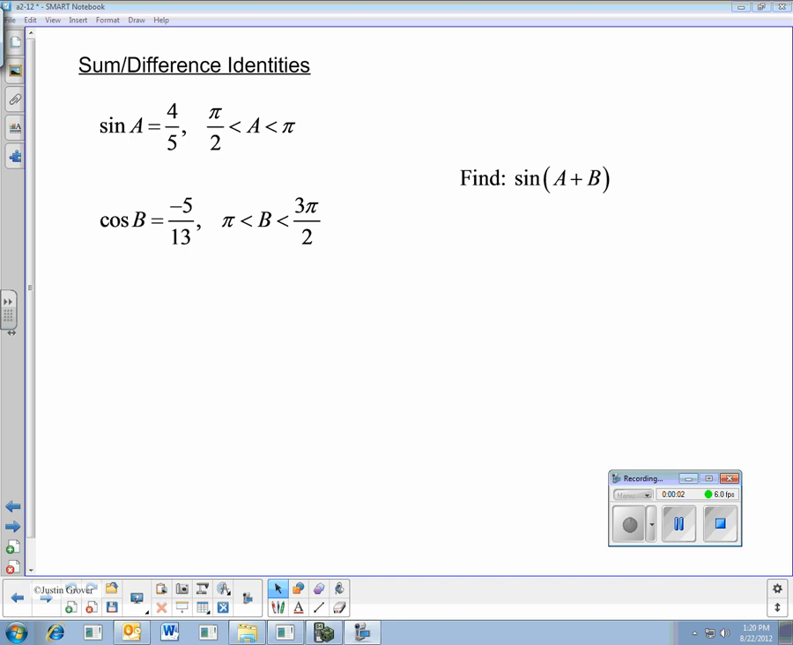Sum and difference identities. There are a lot of different sum and difference identities. Here I'm just going to do an example of the identity for sine of A plus B. You'll get these identities on the reference sheet on the Regents. The formula for sine of A plus B is sine A cosine B plus cosine A sine B.